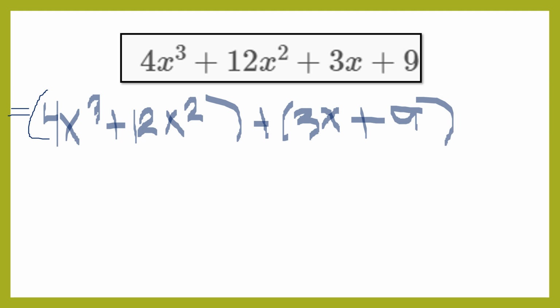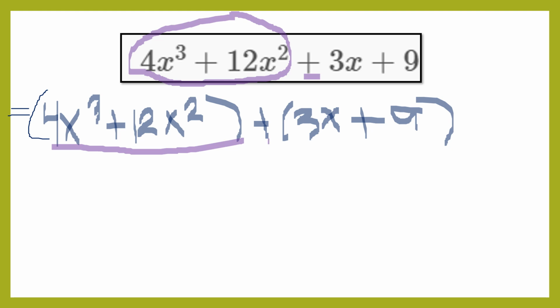Now, before we factor it out, let us check first if all the given operations are correct. The first binomial here is 4x cubed plus 12x squared. As for the second binomial, let us check. We have positive times positive. The answer is positive. Therefore, there is no need for us to change the operation.